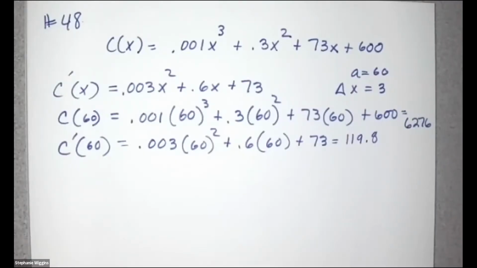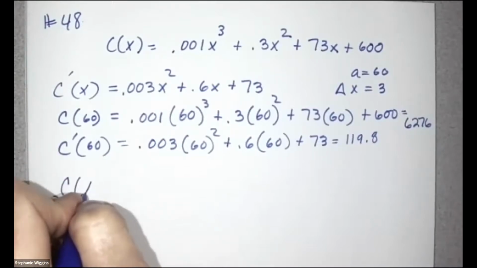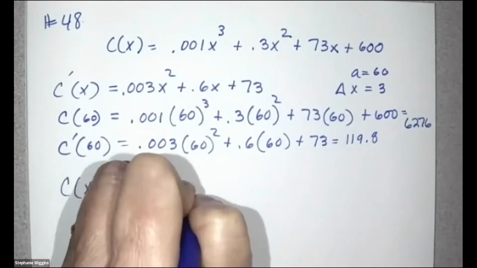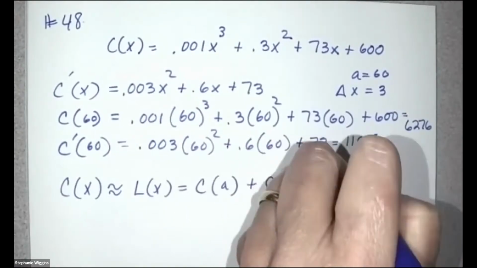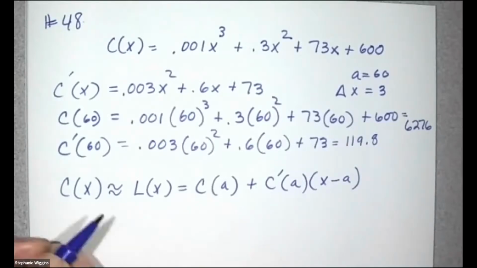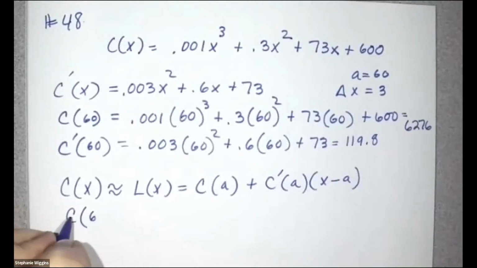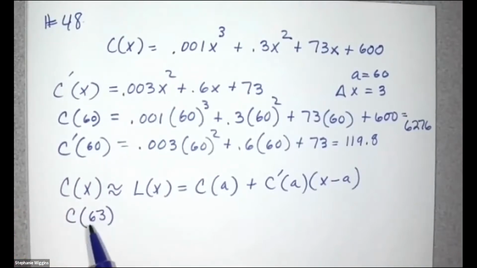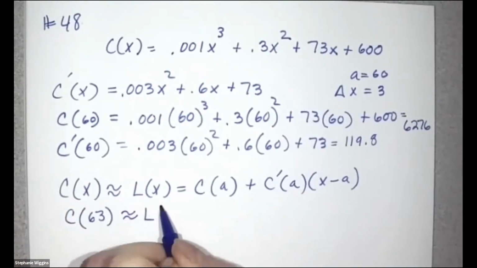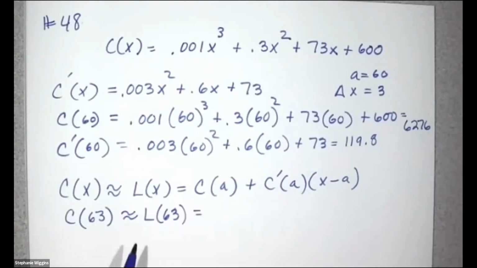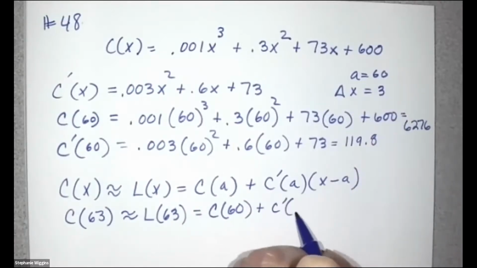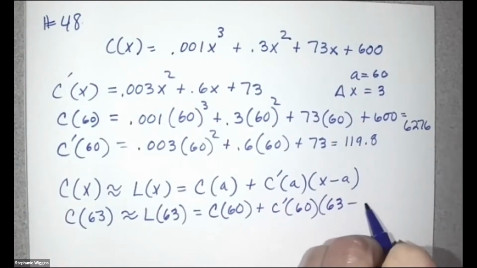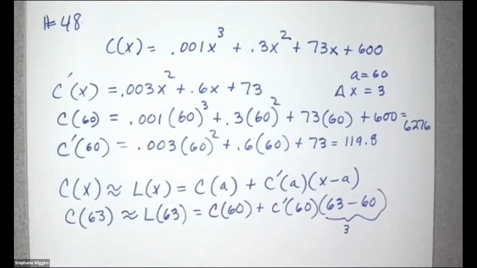So at this point that we have our information, we can then use the daily cost, which is approximately equal to L of x, which is C of a plus C prime of a times x minus a. We want to know the cost at 63 units. That's going to be approximately equal to L of 63, which is C of 60, remember a is 60, plus C prime of 60 times 63 minus 60. This is the change in x. That's 3, right? The change in x equals 3. That's this piece right here.